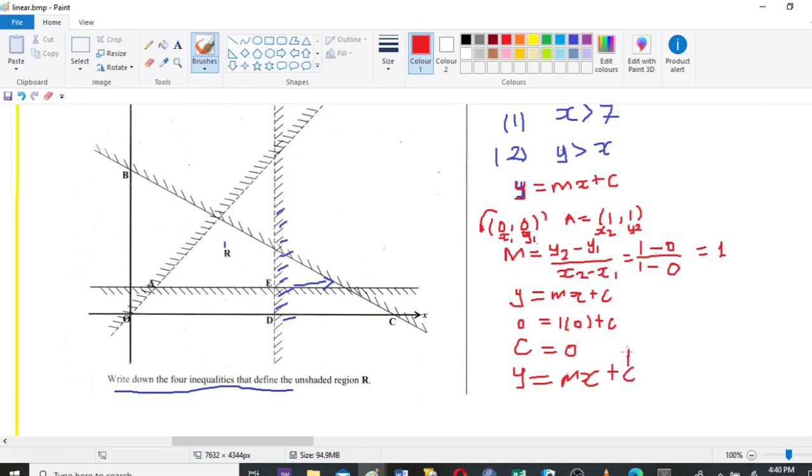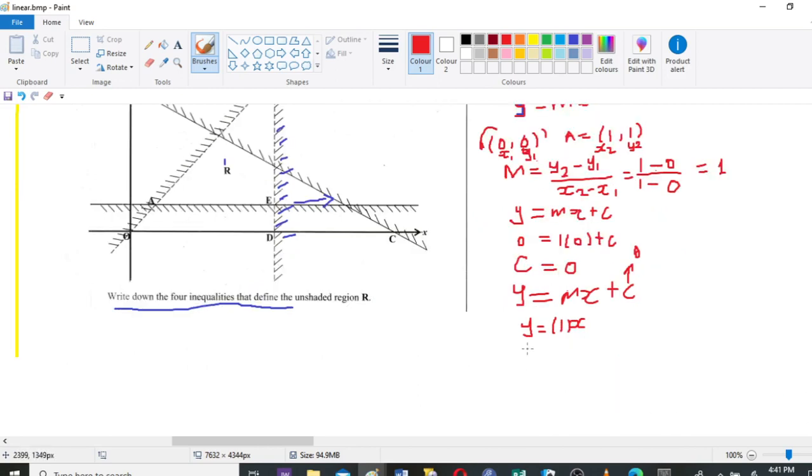And finally you can write your inequality using your mx plus c. You found c to be 0, so you are going to have y is equal to, let's just leave this space for now. Your m is 1, and your x there. So this is what you are getting when you replace.